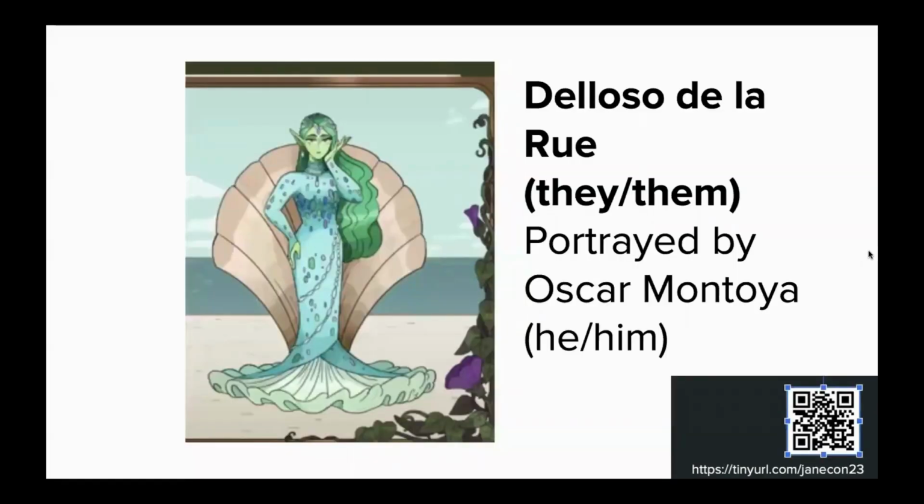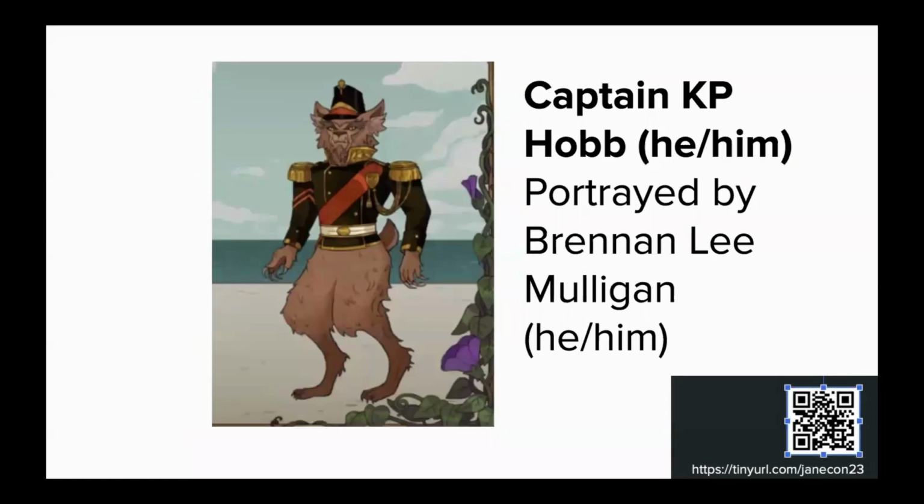Oscar Montoya portrays Doloso de la Rue. They are introduced as the mistress of the bloom, pride of the Court of Wonder, who keeps things at the bloom running. Brennan Lee Mulligan portrays Captain K.P. Hobb. Captain Hobb is a member of the Goblin Court, a duty-driven honorable bugbear, and much of his narrative arc in the show revolves around learning to pick love over duty as he falls in love with Rue.